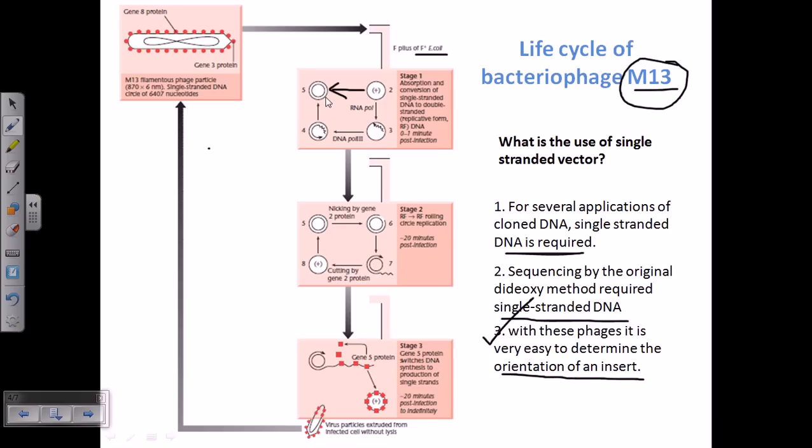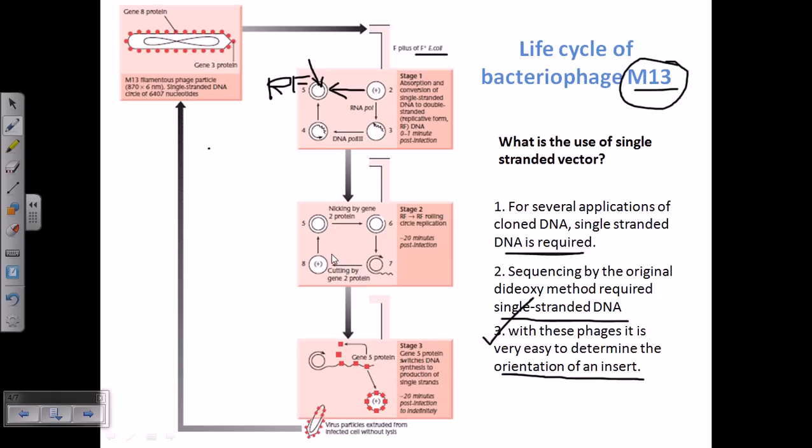After making the double stranded DNA molecule, it starts the replication process via the rolling circle mode. This double stranded intermediate which has just been made is also called the replicative form of DNA, and the single stranded one is called the single stranded DNA. So it is called the RF form, or replicative form, of DNA inside the cell. This RF form will start replicating via the rolling circle mode of replication, as we can see in the stage 2 picture.